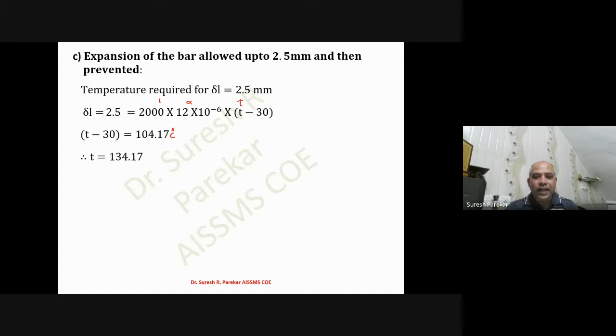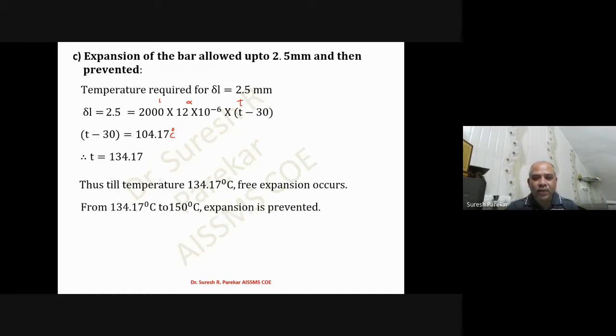And then for the remaining temperature, that is after 134.17 degree to 150°, expansion is prevented, and then we are going to get stresses in this. In that case we have 150 minus 134.17 into 10 200 into 10 raised to 3, and that value comes to 37.99 MPa, and that we can say as 40 MPa.